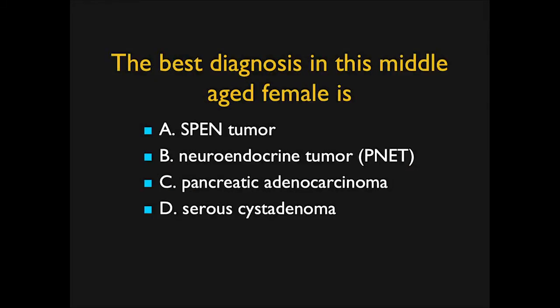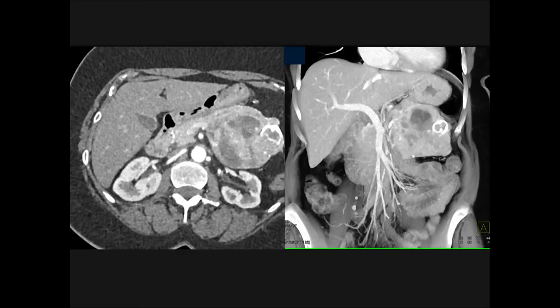In this case, I asked you for the best diagnosis. There's an obvious pancreatic mass, solid and cystic with calcification. Now, if the patient was young and you wanted to say this is a SPEN tumor, I would say you're right. But middle age, occasionally gets SPENs, but usually not. Adenocarcinomas don't have that dense calcification. You could sometimes see calcification if adenocarcinoma arose in a patient with chronic pancreatitis.